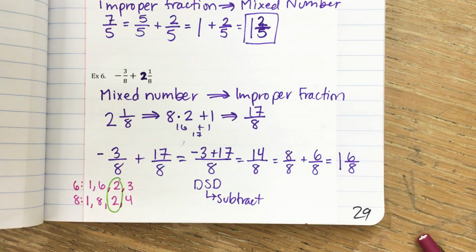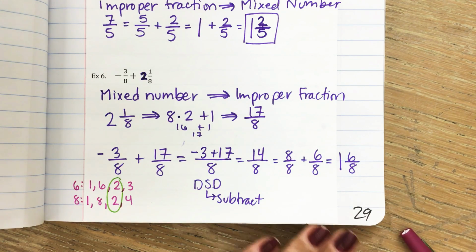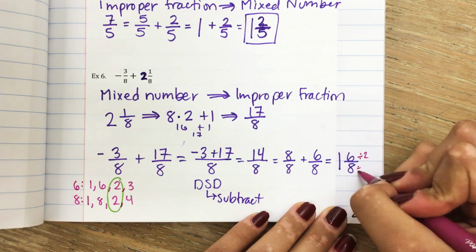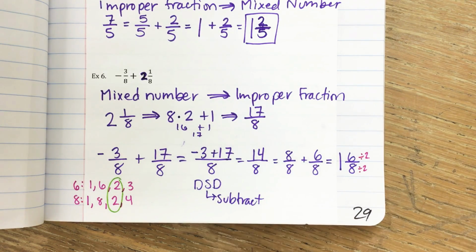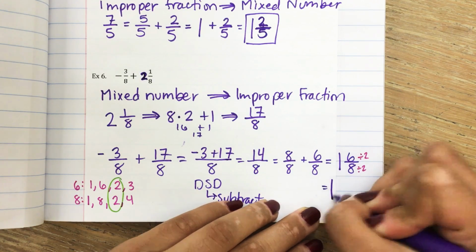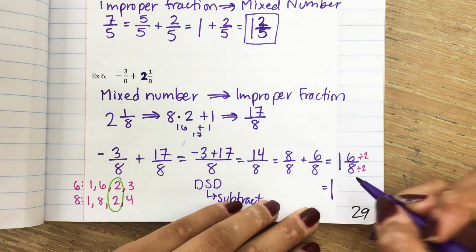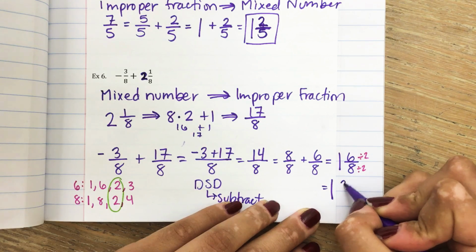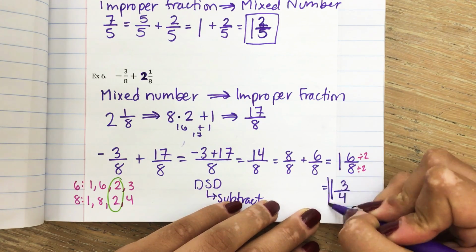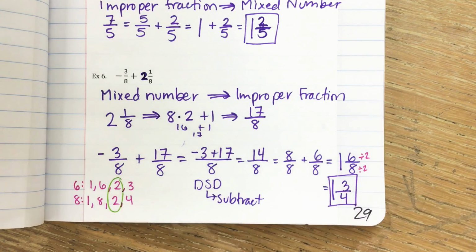That's a coincidence. It's not always a 2. So we're going to go ahead and divide our numerator and our denominator by 2. And so for our final answer, we should get 1, and 6 divided by 2 is 3, and 8 divided by 2 is 4. And so our final answer is 1 and 3/4.